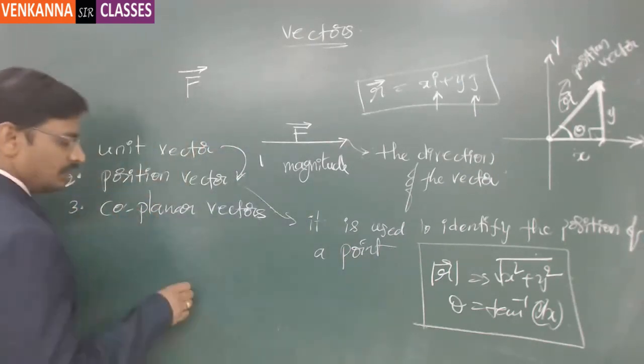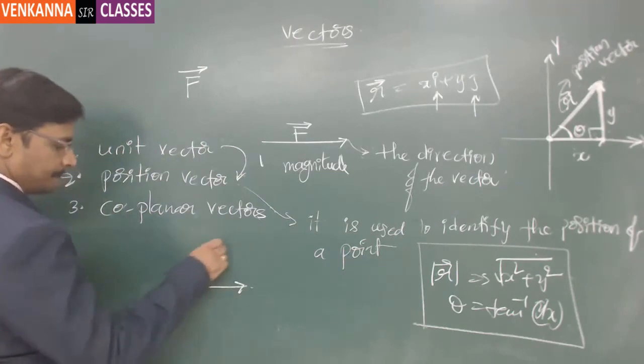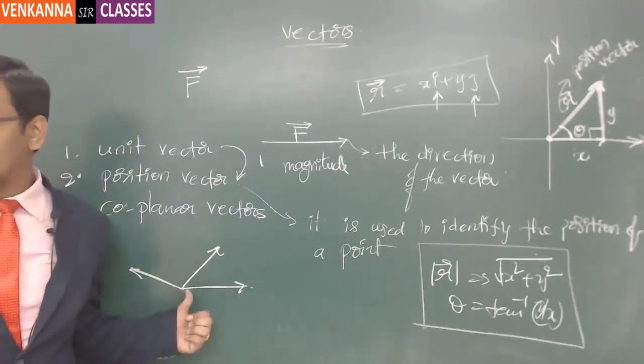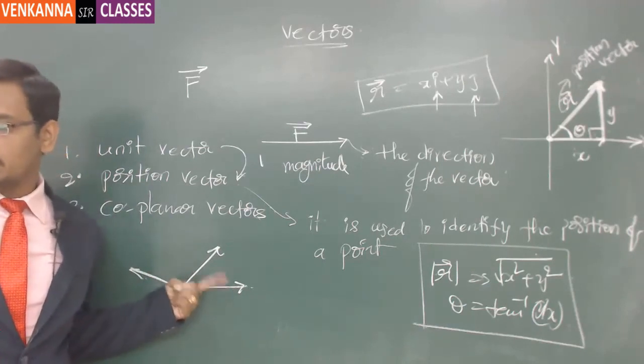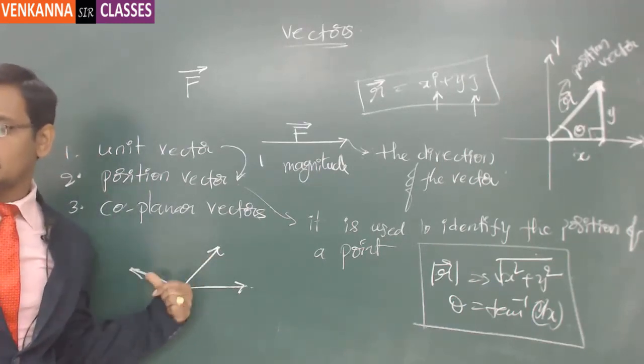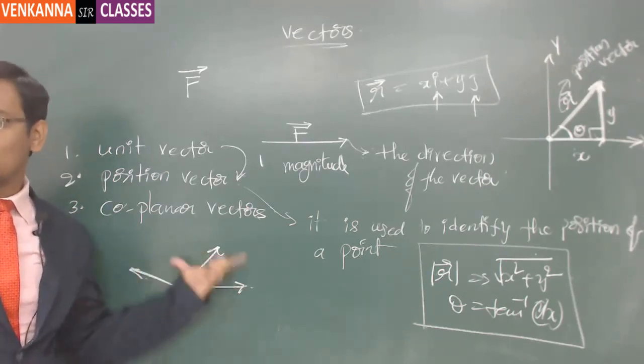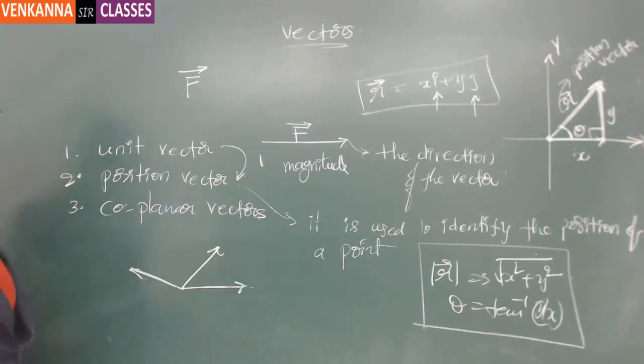Suppose I draw three different vectors like this, then all three vectors are drawn on the board only. That means on the board, this is one vector, this is one vector, and this is one vector. Now all three vectors are drawn on the board itself. Hence, all these are on the same plane of the board. Then we say that these are coplanar vectors.